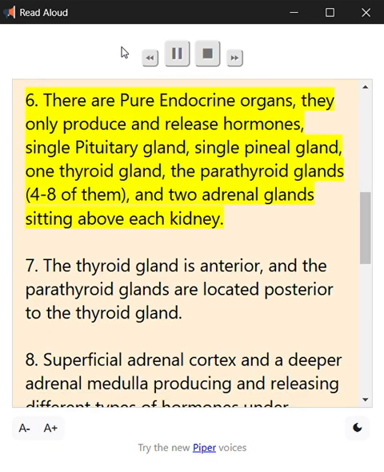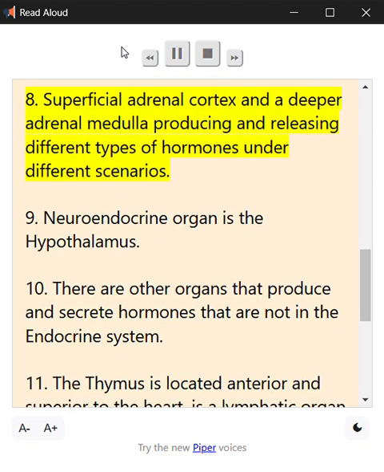6. There are pure endocrine organs. They only produce and release hormones: single pituitary gland, single pineal gland, one thyroid gland, the parathyroid glands, 4 to 8 of them, and 2 adrenal glands sitting above each kidney. 7. The thyroid gland is anterior, and the parathyroid glands are located posterior to the thyroid gland. 8. Superficial adrenal cortex and a deeper adrenal medulla producing and releasing different types of hormones under different scenarios.